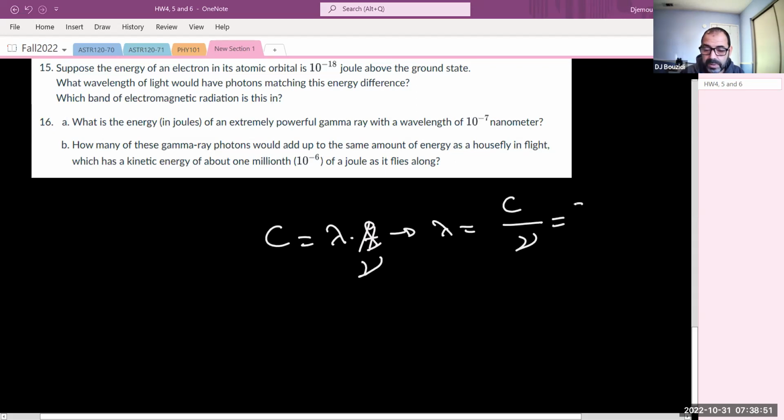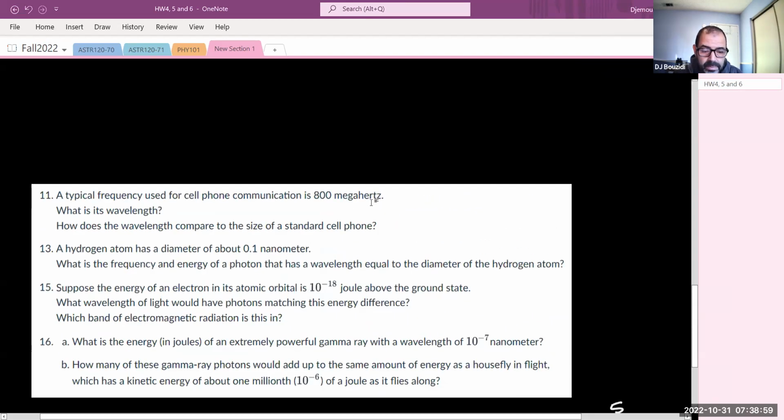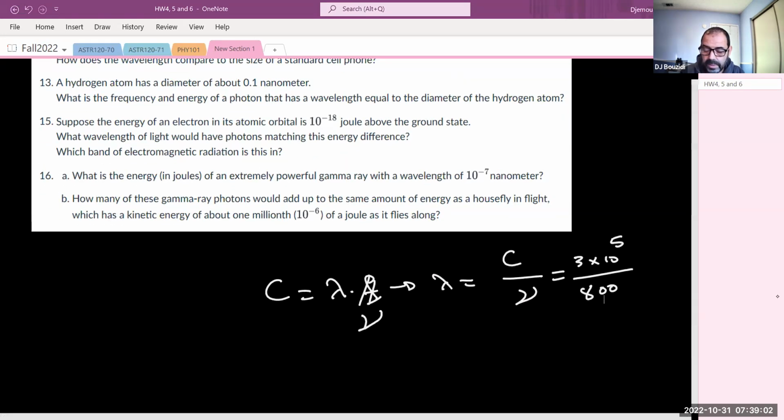Okay, the speed of light is 300,000 kilometers per second, and the frequency that is given to us is 800 megahertz. Mega is 10 to the power 6. So obviously 10 to the power 6 and 10 to the power 5 cancel. And this is kilometers, so I have to convert it to meters, okay? So I'm left with 3 over 8, and the 10 cubed from the kilometer conversion gives meters. So it's going to be 3/8 of a meter. That's the wavelength.